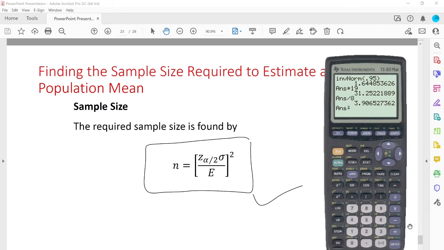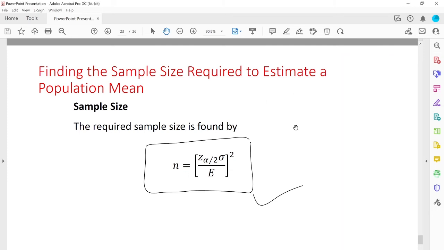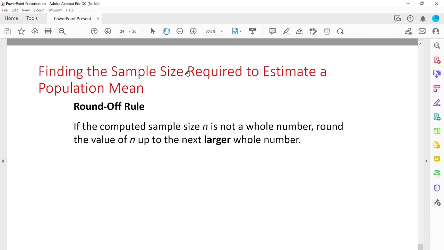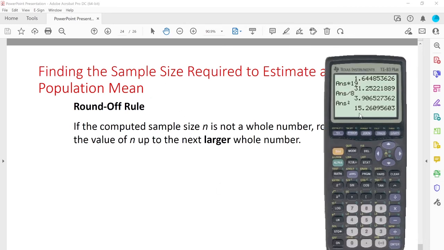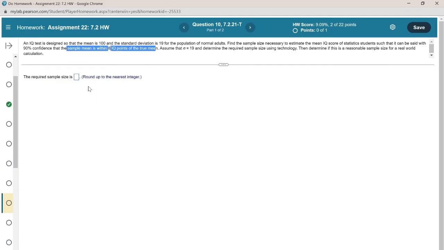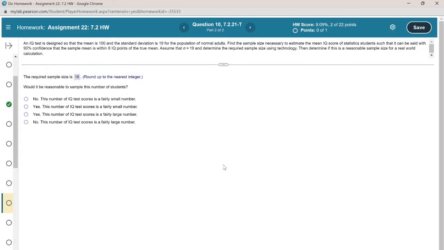So I'm going to square this, and that would be the sample size, but for the sample size rounding, the rule is to round up to the next larger number. So if you round it to the next larger number, it would be 16. So the sample size should be 16. Okay.